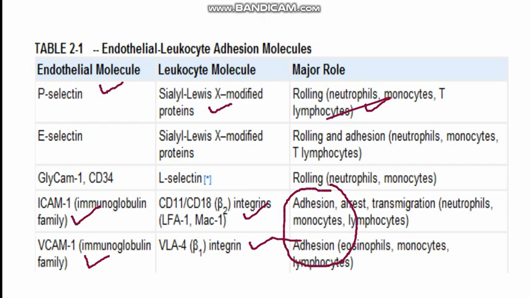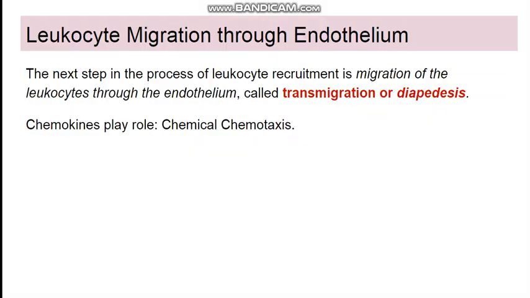Okay, and this is very important: now going to the leukocyte migration through the endothelium. That is known as diapedesis. The migration of leukocyte through the endothelium is known as diapedesis or transmigration, and the role is played by chemokines. So the leukocytes will move from the area having a low gradient of the chemokines to the high gradient, that means towards the microbe. This is how the leukocytes will move.